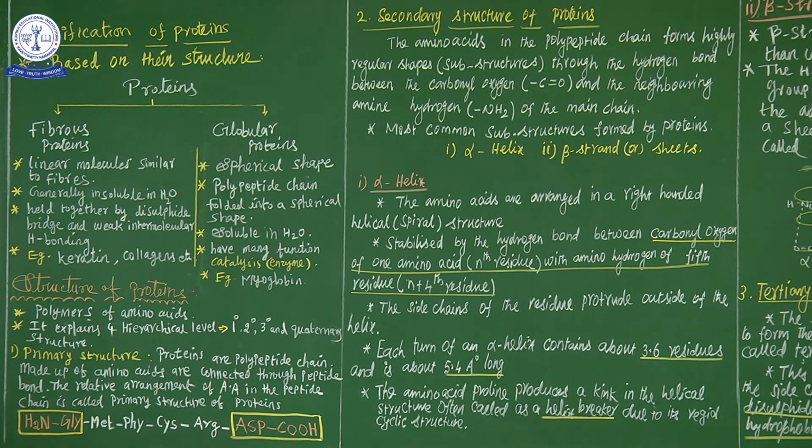The bond formed in between two sulfur atoms of amino acids is called a disulfide bridge. So not only the disulfide bridge, hydrogen bonding is also formed in between the amino acids, between the CO group and NH group. Keratin and collagens are examples for fibrous proteins.